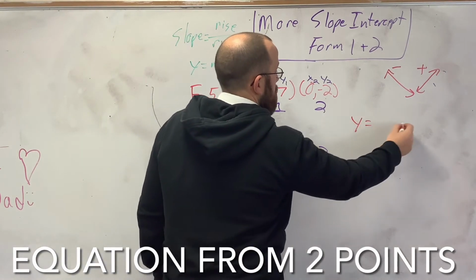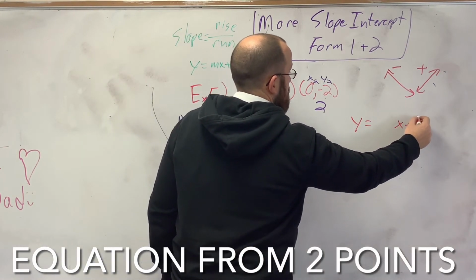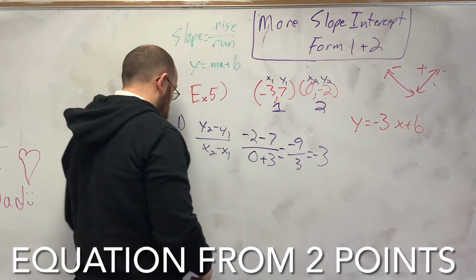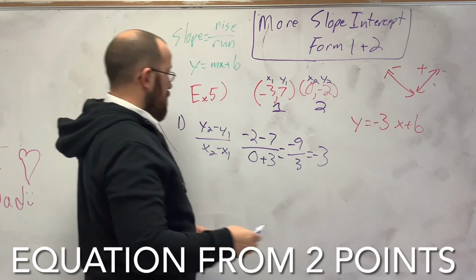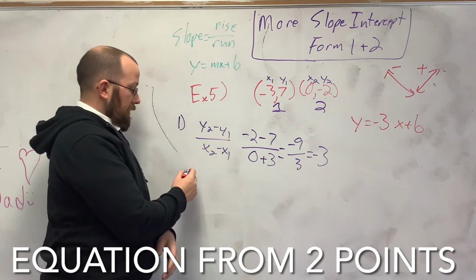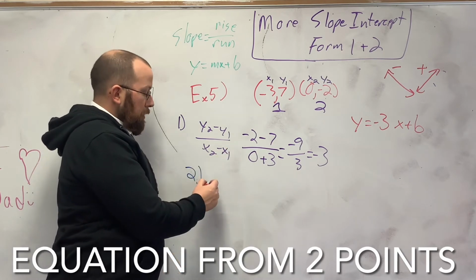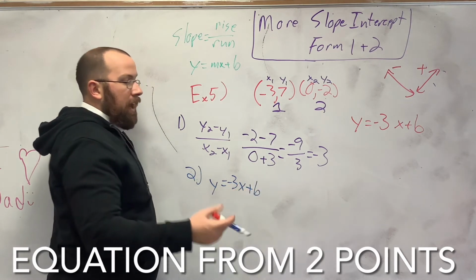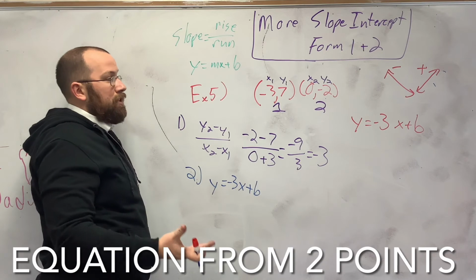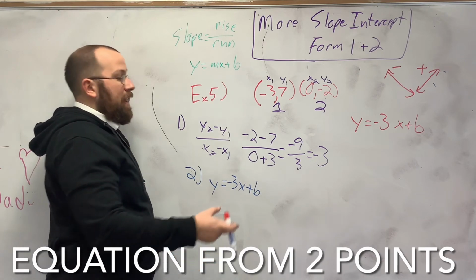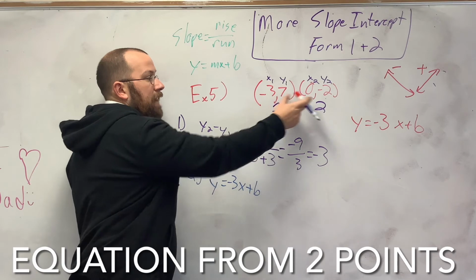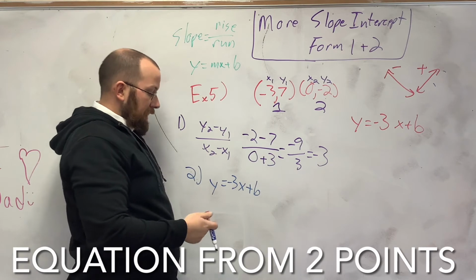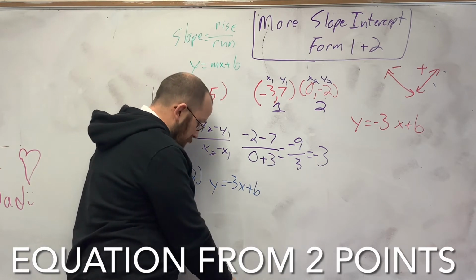So y equals an x plus a b, and I have negative 3. Now comes the tricky part. That wasn't tricky enough. We have to find the b. So if I have my formula, y equals negative 3x plus b. Now how am I going to find out what that b is? What other information do I have? Well, the other information I have is I actually have an x, y point. I have two of them. I have 0, negative 2, and negative 3, 7. So pick either one of those and plug it in to this equation.